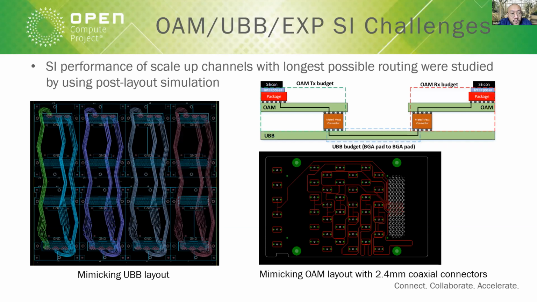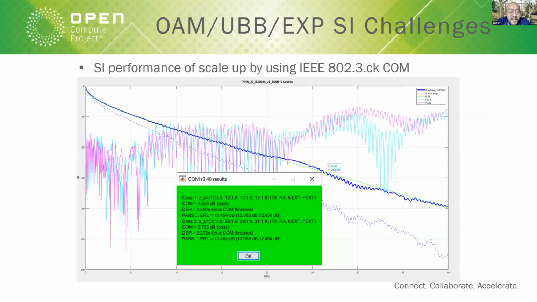Here, what we did is we routed the longest traces on the UBB as well as on the OEM, right? So for the OEM, instead of using the actual pin map definition, we did a 2.4 millimeter connector routing to mimic it. The longest trace of the OEM was 8 dB on the OEM itself, right? Otherwise, we don't have a coaxial point to perform the VNA measurements. Then we did a post layout simulation on this for SI, including all the crosstalk and the longest insertion loss.